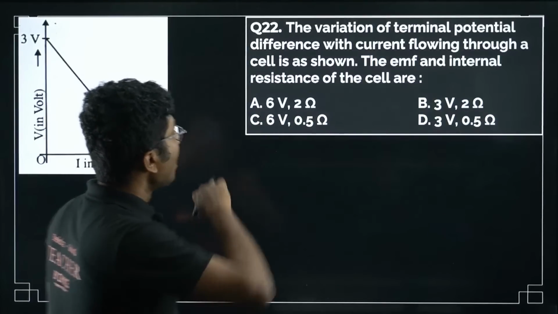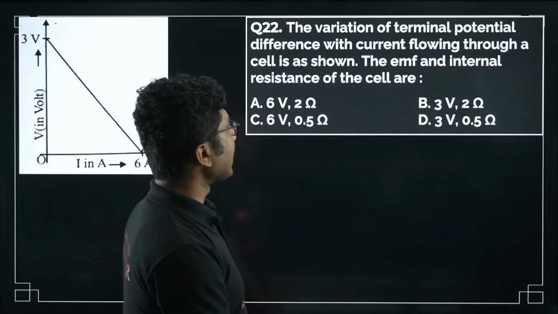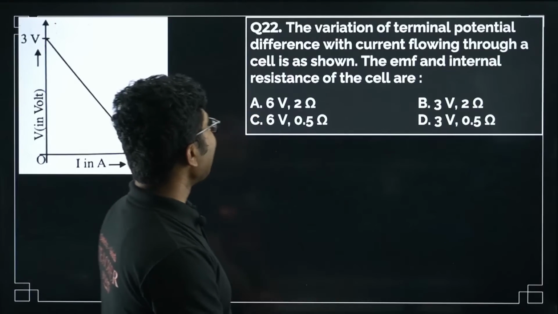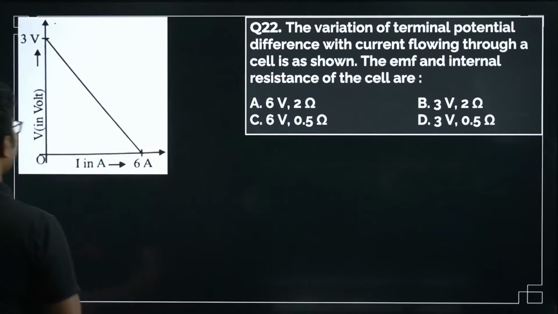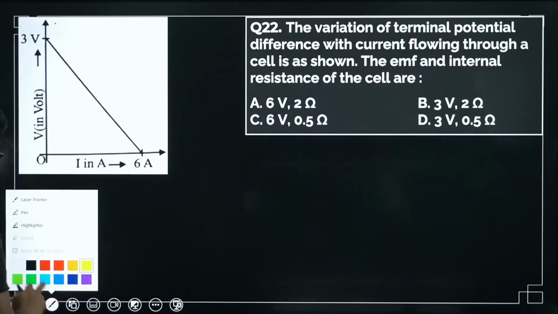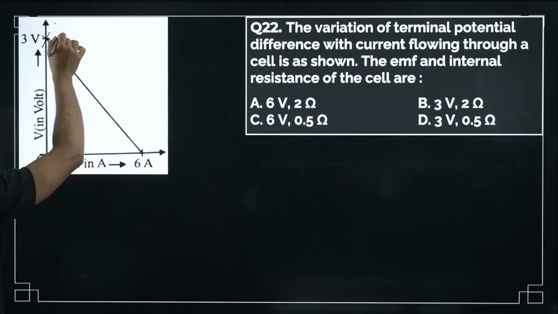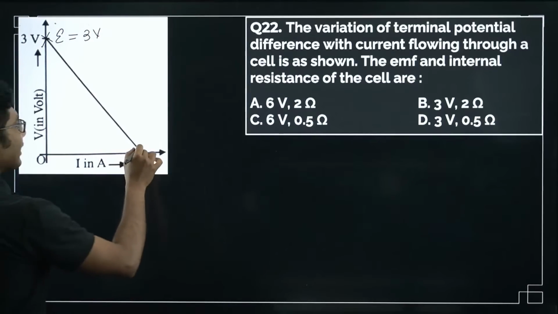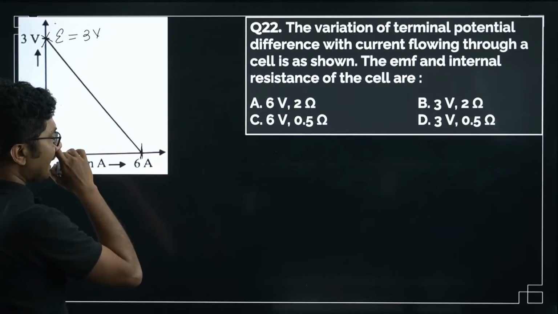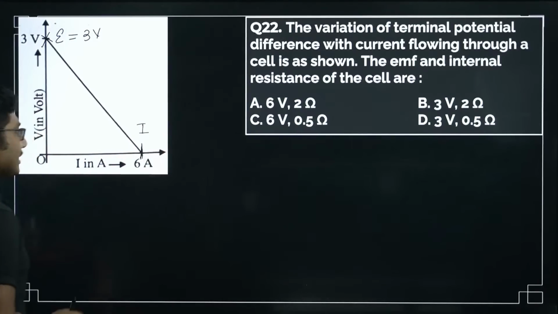Okay, next question. The variation of terminal potential difference with current flowing through a cell is as shown. The EMF and internal resistance of the cell are? So if you see this kind of graph, this value gives you the EMF of the cell, and this is giving you the maximum current passing through the circuit.